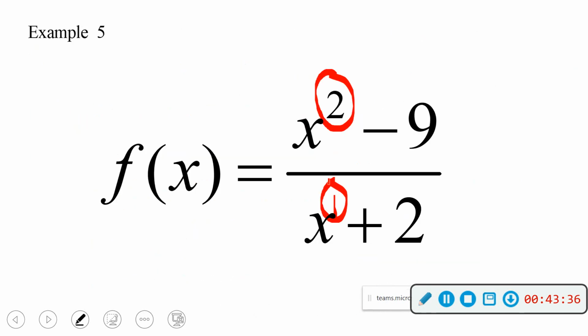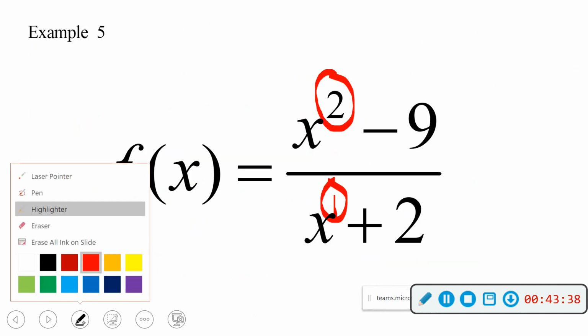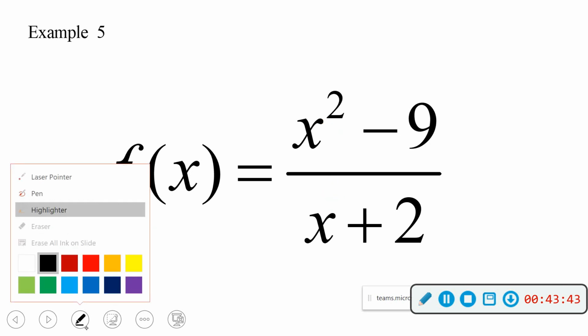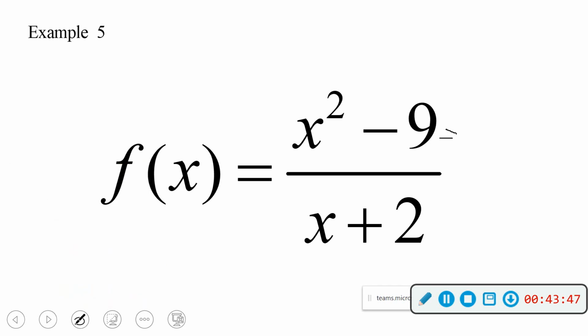Okay, so there's a couple things to write down about this. Here's the first thing. Before I get started, I recognize something. Not only do I recognize the degree on top is larger, I also recognize that this is the same as x plus 3, x minus 3, all over x plus 2. Like we've learned in the first 2 days of this unit, how to simplify rational expressions. I can't simplify anything there, but it's always important if you can factor to first check.